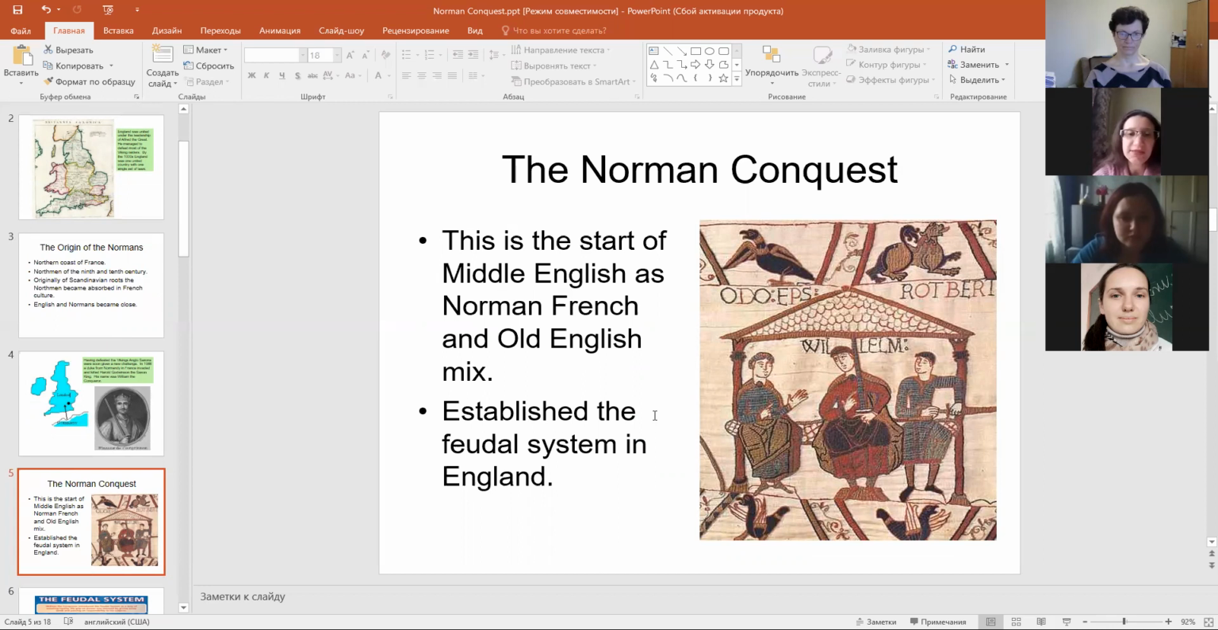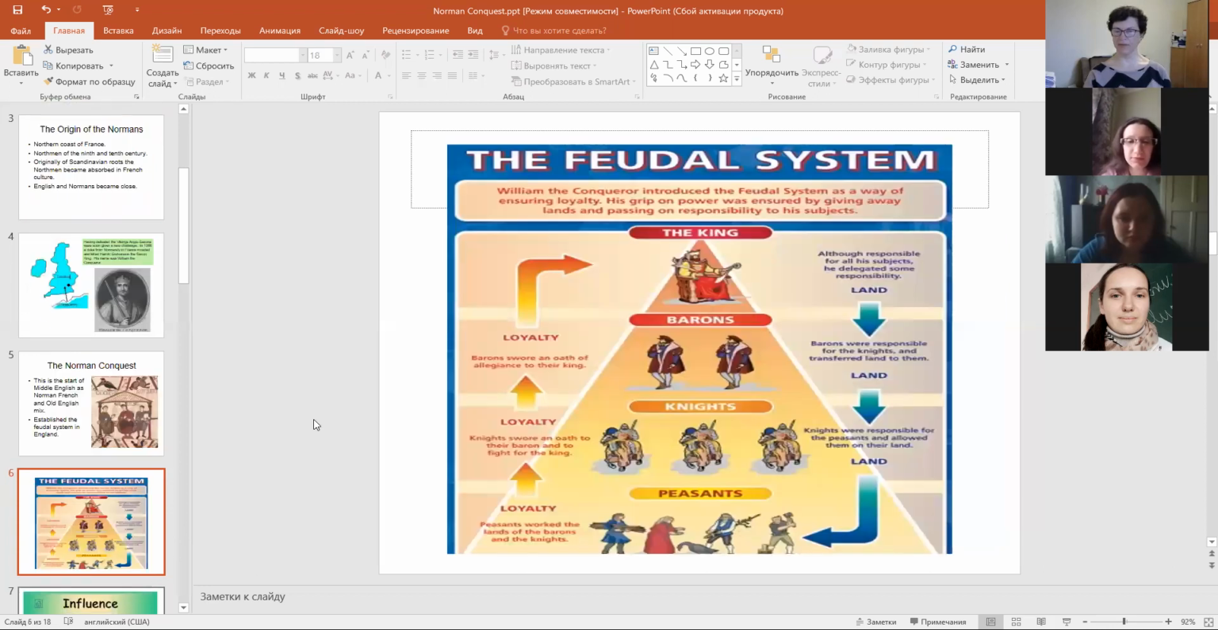The Norman Conquest is the start of Middle English as Norman French and Old English mix. It established the feudal system in England. So here is the chart of the feudal system. Tell me about the feudal system, Natasha. The feudal system had such structure: the king, the barons, knights, and peasants.